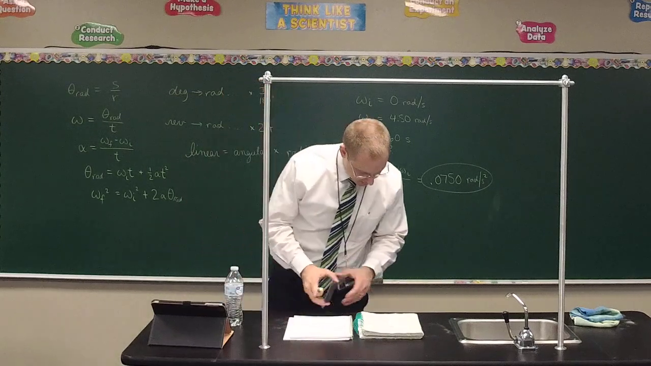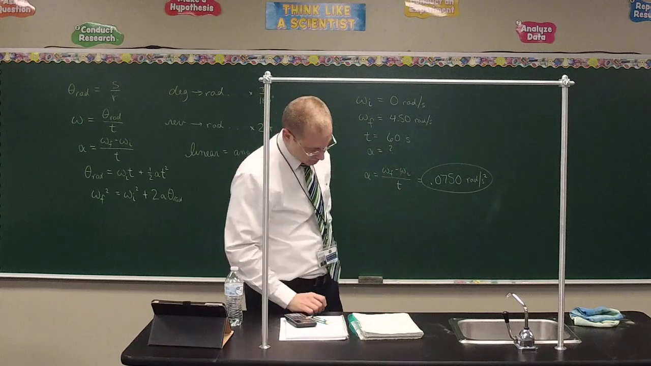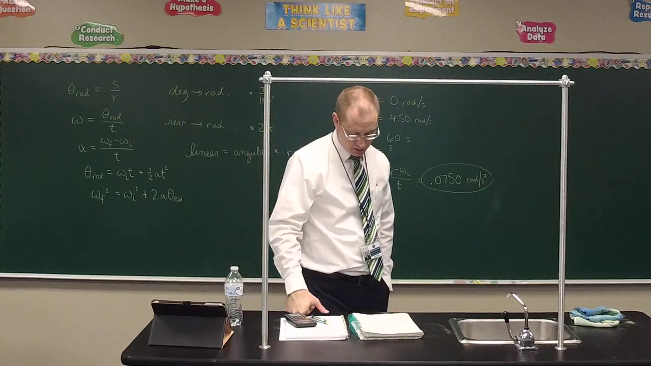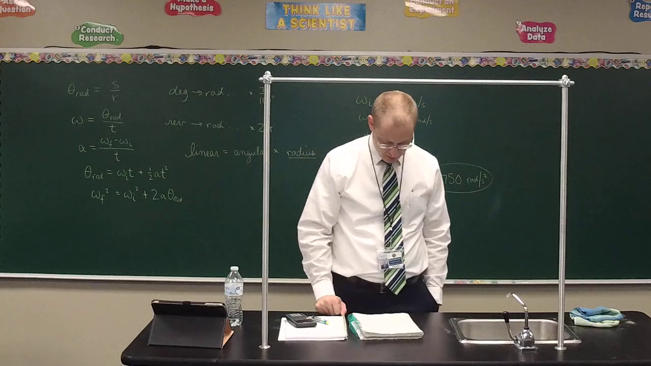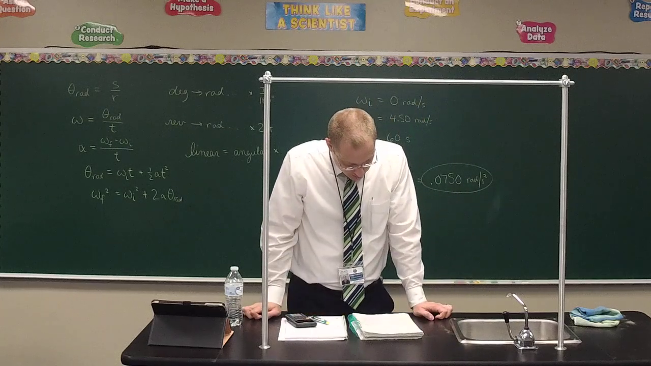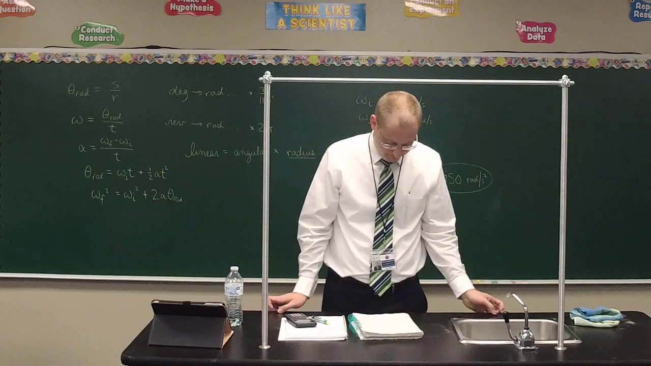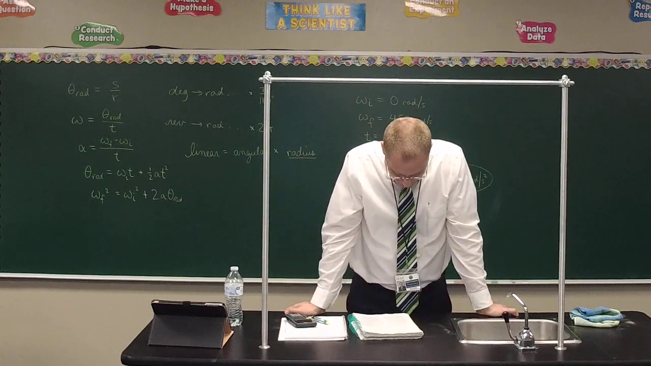All right, number 5. Go ahead and read that if you would for us, Audrey. An automobile engine is idling at 30.0 radians per second. Upon acceleration, it reaches a speed of 300 radians per second in 2.00 seconds. Calculate A, the angular acceleration, and B, the angular displacement during the acceleration.